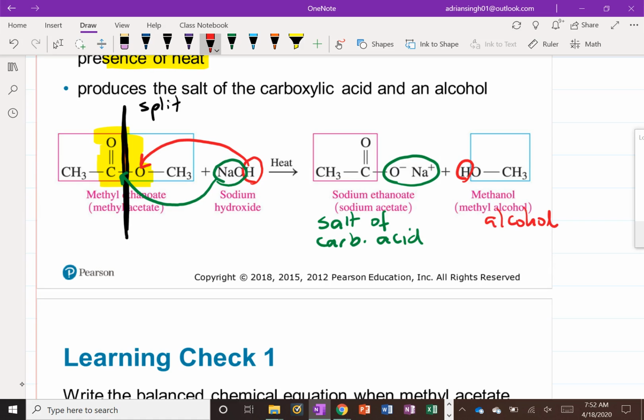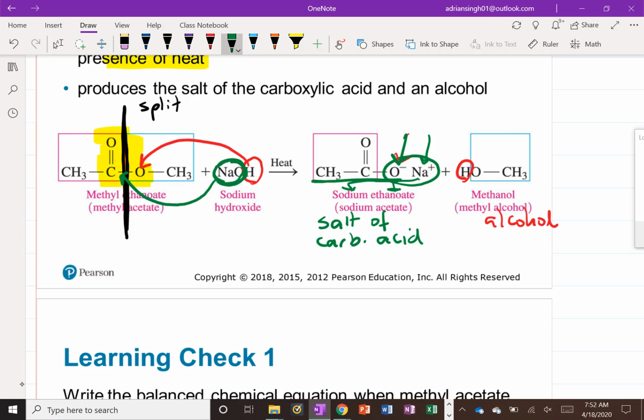Remember, the salt of the carboxylic acid would be the carboxylate anion, and then we also have the corresponding cation attached next to it. In this case, the NaO from the sodium hydroxide provides both of those. And when we name our salt, it's the sodium, the cation, first, and then the carboxylate anion second, which in this case would be ethanoate.